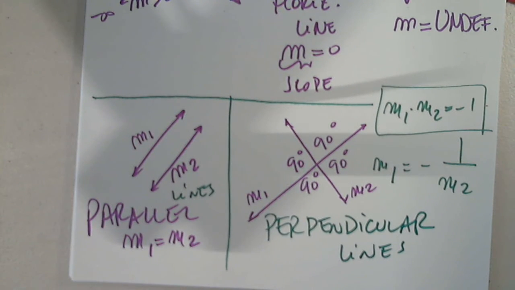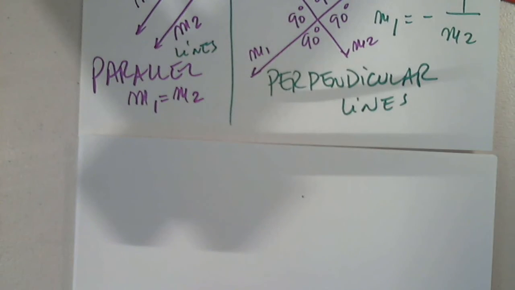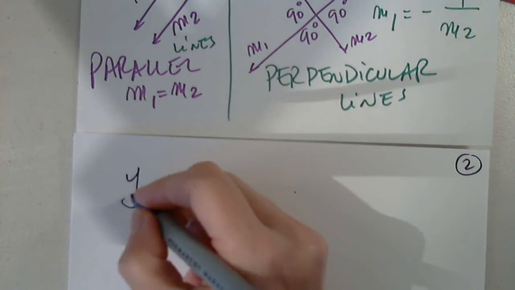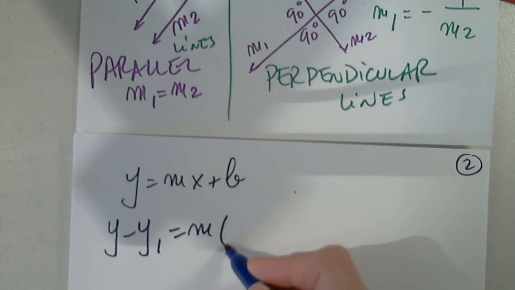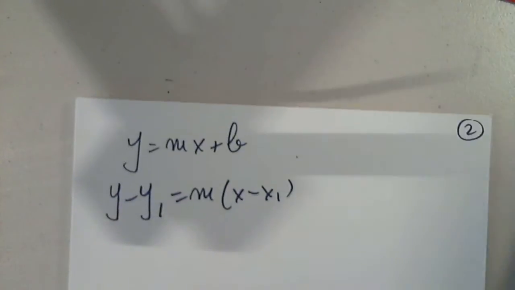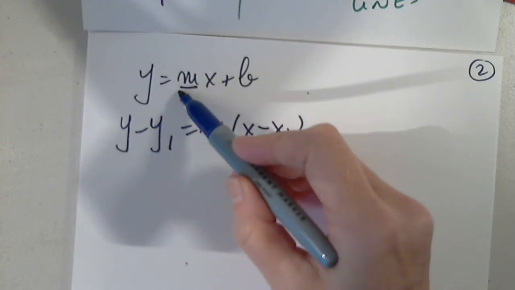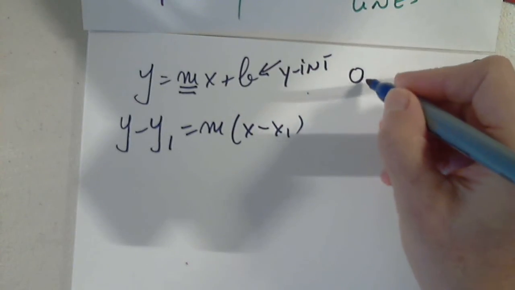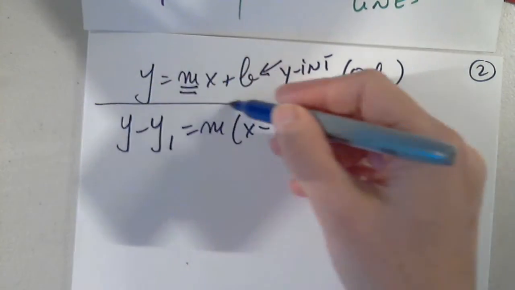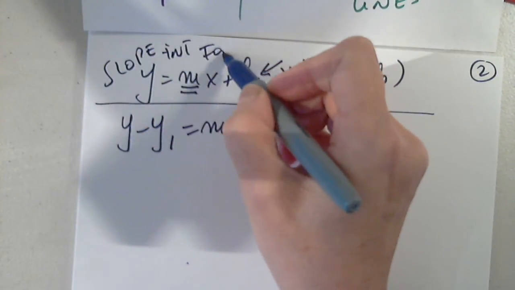Okay? Now, we do have the definition of the slope and 2 more equations, and that's all, really. So we have y equals mx plus b, and we have y minus y1 equals the slope times x minus x1. What do they mean and when they are used? This one is slope intercept. This is the y-intercept in the form of 0, b. Slope intercept form.